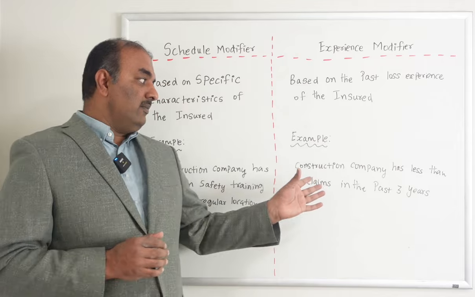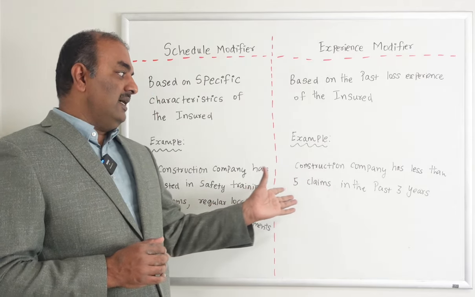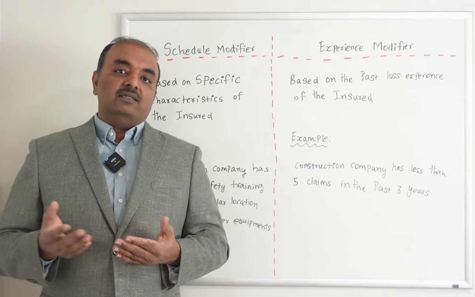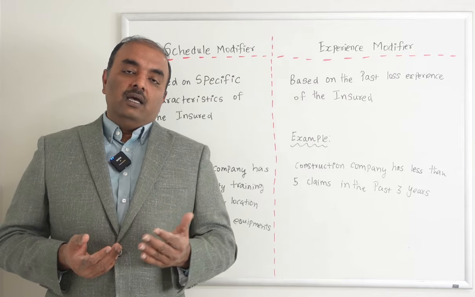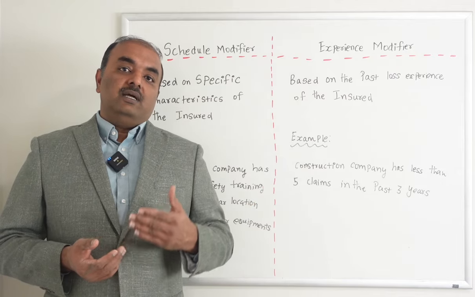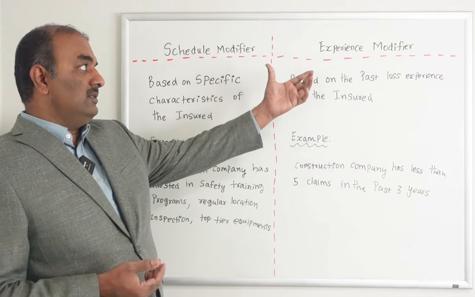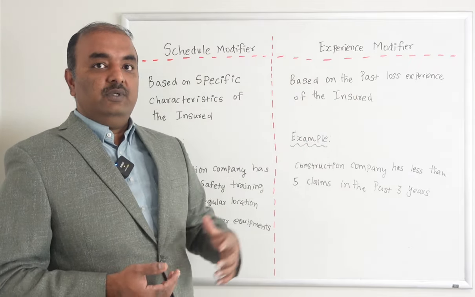For example, the same construction company, if it has only 5 claims in the last 3 years, which is less than the average, they can give credit. If it had 30 claims, their premium could be more, because the main criterion used for the experience mod is their past loss experience.